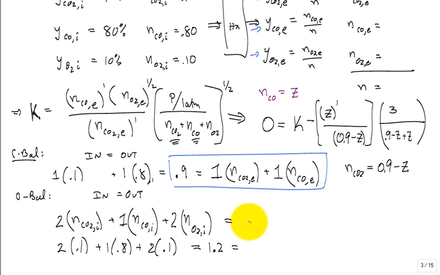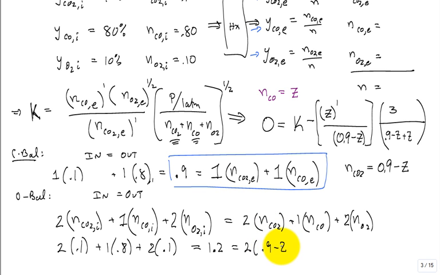Well, it'll be the same thing. The number of moles of CO2 going out. For every one that goes out, there's 2 oxygen with it. The number of moles of CO exiting times 1 plus 2 times the number of moles of O2 exiting. Well, what I do is I say, 2 times the number of moles of CO2. Let me substitute 0.9 minus Z. It's a little bit of algebra, isn't it? Number of moles of CO, that's Z, times 1, plus 2 times the number of moles of O2.